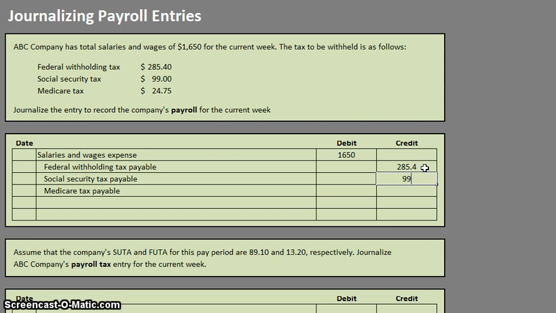$285.40 for federal, $99 for the Social Security, and $24.75 for the Medicare.